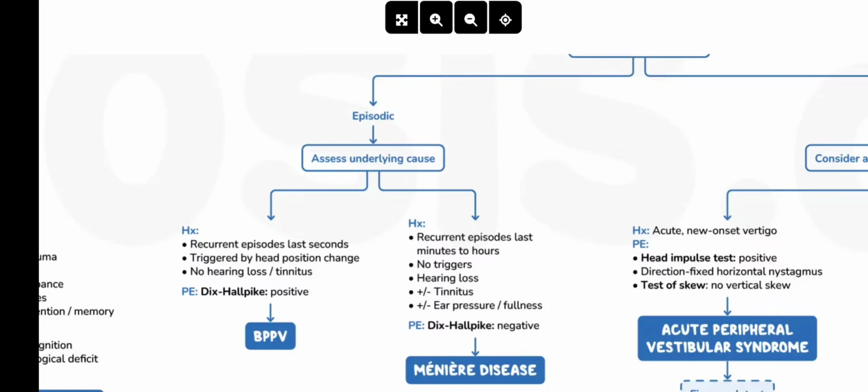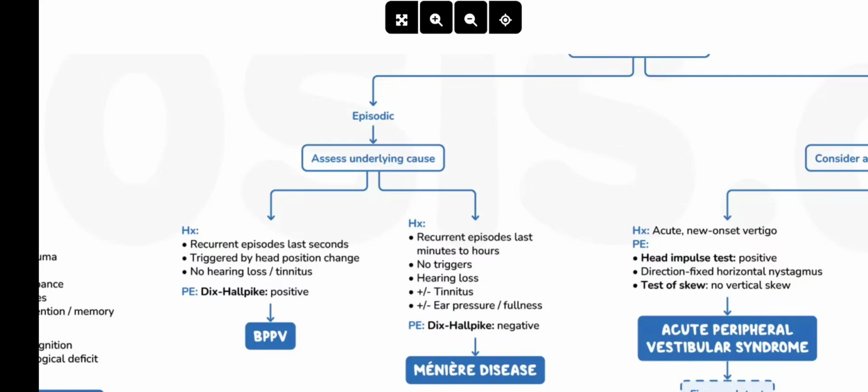There will be calcification in the semicircular canal. So that is the culprit who is doing the disease. So that's why here we'll get no hearing loss or tinnitus, but we'll get a trigger factor, that is head position change, and it's a recurrent episode. When you move your head, you will get it, and it will last a few seconds.